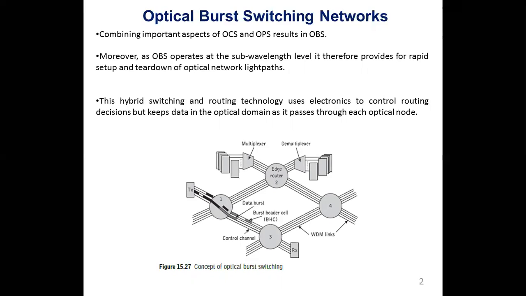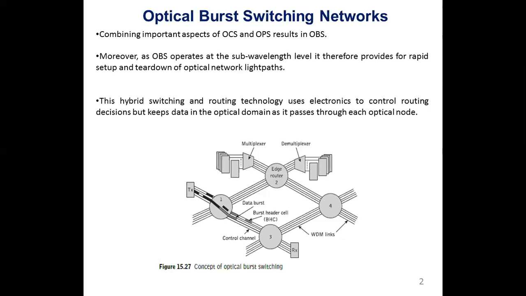So burst switching operates at the sub-wavelength level, and therefore it will enable very fast setup and removal of any optical network light paths. So OBS is also referred to as a hybrid switching and routing technology, and it will use electronics to control routing decisions, but data is always kept in the optical domain, so there is not much delay. And the diagram is showing you the concept of optical burst switching.